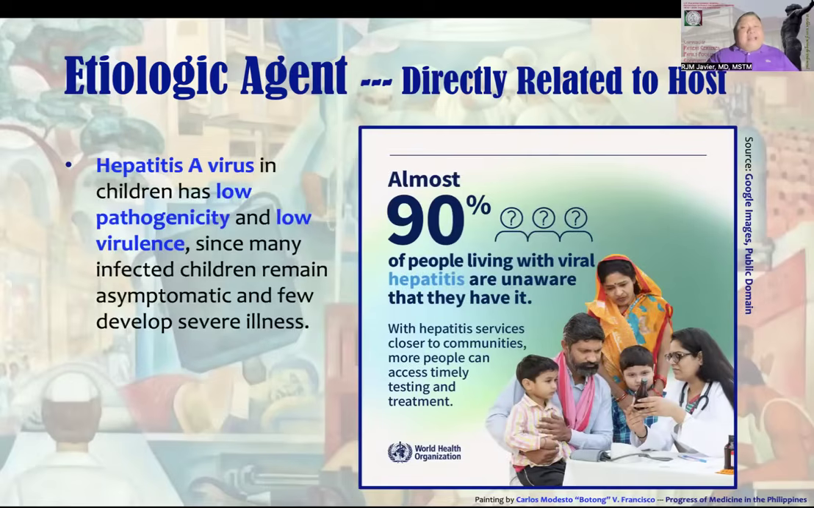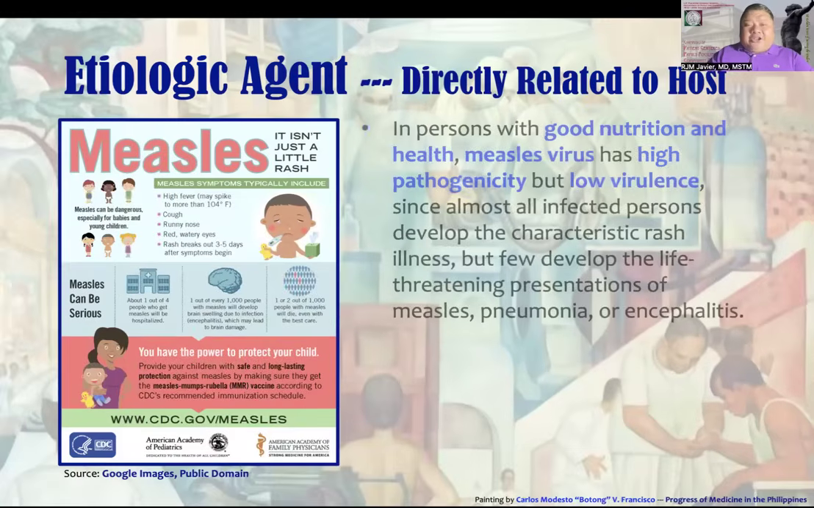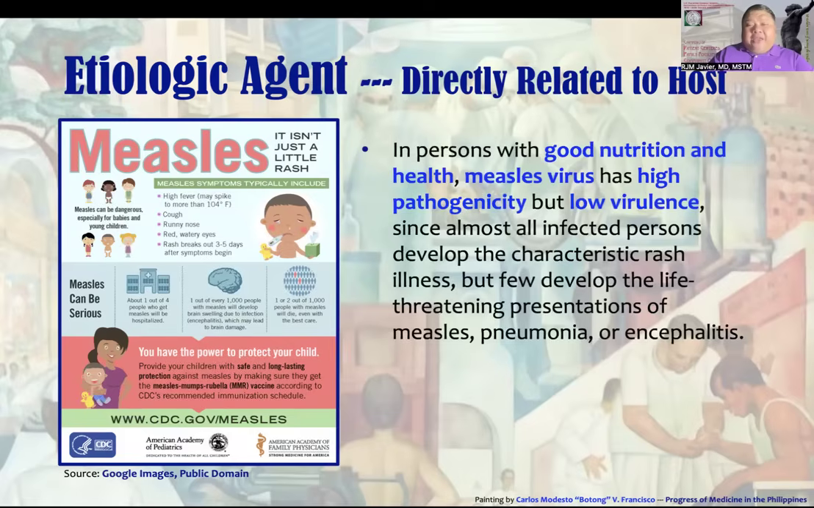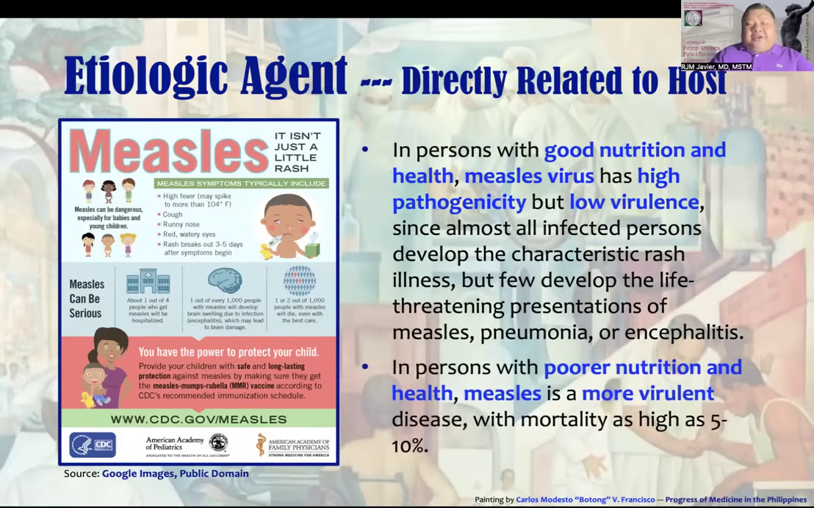Now, hepatitis A, for example, in children has low pathogenicity and low virulence, since many infected children remain asymptomatic and only very few develop severe illness. In contrast, in persons with good nutrition and health, measles virus has high pathogenicity but low virulence, since almost all infected persons develop the characteristic rash illness, but few develop the life-threatening presentations of measles, your pneumonia, or your encephalitis. On the other hand, in persons with poorer nutrition and poorer health, measles has been documented to be more virulent with a mortality rate as high as 5 to 10%.